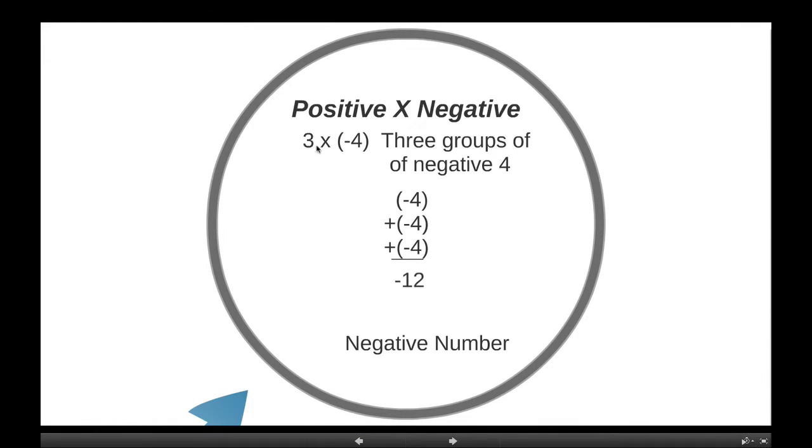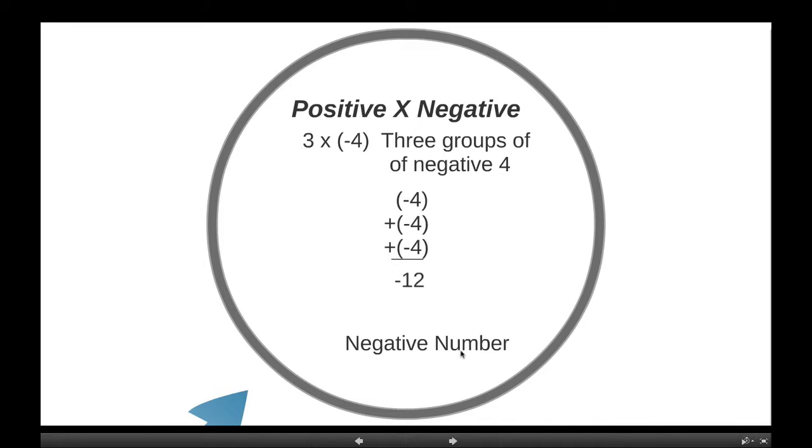Now let's take a look at a different situation. What if we have a positive times a negative? Well, this is sort of intuitive. You can see I've got 3 groups of negative 4. So there's a negative 4 plus a negative 4 plus a negative 4. That makes, well, negative 12, right? That's 3 groups of negative 4 makes negative 12. And so here's another rule. When the signs are different, our answer comes out to be negative.